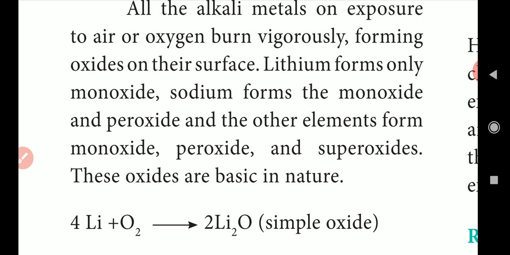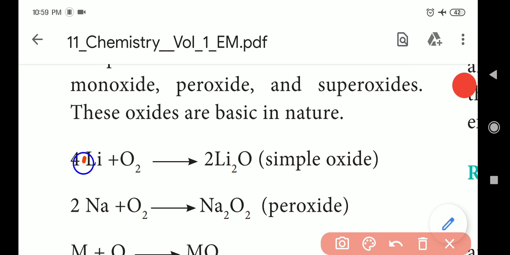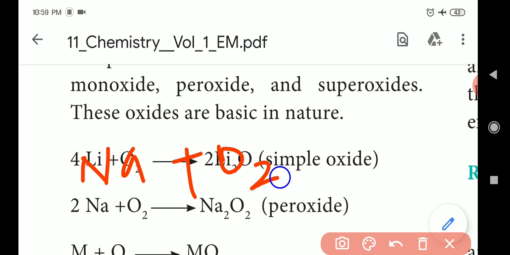For example, listen carefully. Now we will discuss lithium. Lithium reacts with oxygen and produces lithium monoxide, Li2O. Sodium reacts with oxygen and produces Na2O2, which is a peroxide. It also produces Na2O. Sodium also reacts with oxygen and produces sodium monoxide, Na2O.